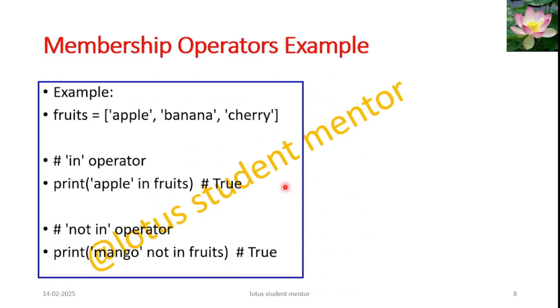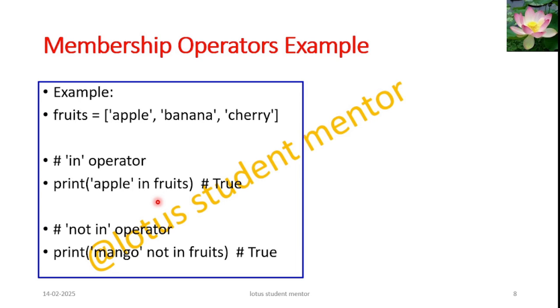Coming to the example for membership operators, consider fruits, a list containing apple, banana, and cherry. Using the in operator, print apple in fruits. Is there any apple? Yes, apple is there, so the output becomes true. Now coming to not in, print mango not in fruits. Is there any mango in the list of fruits: apple, banana, and cherry? There is no mango. That means mango not in fruits is true.